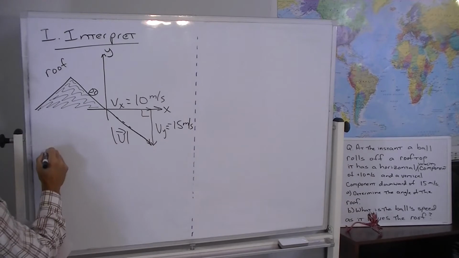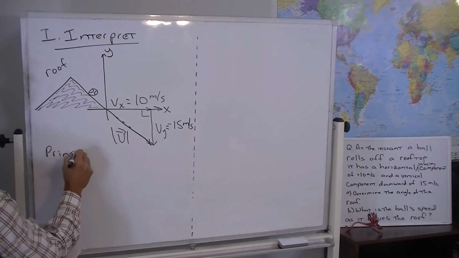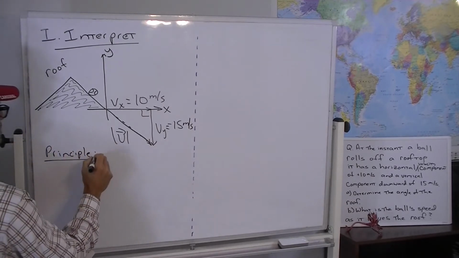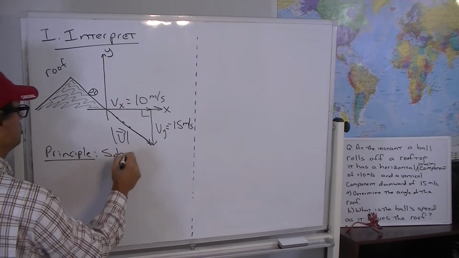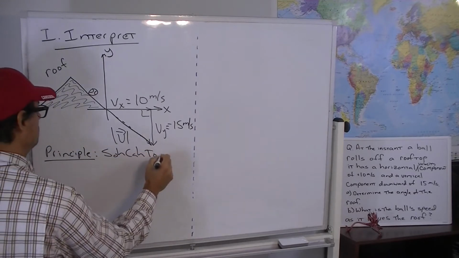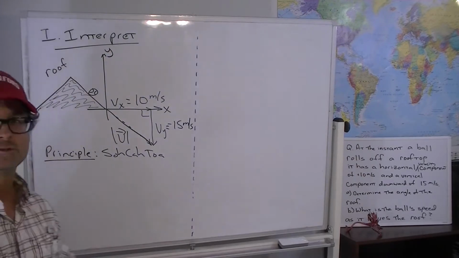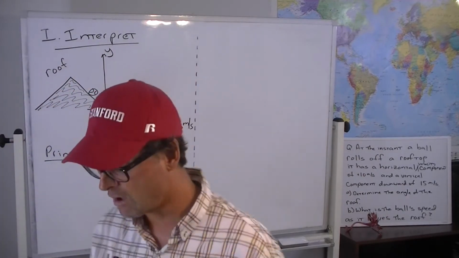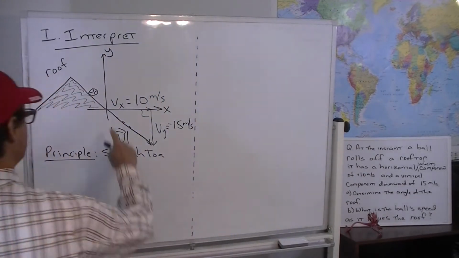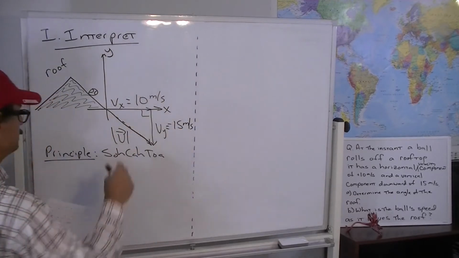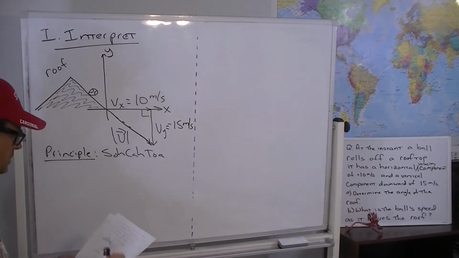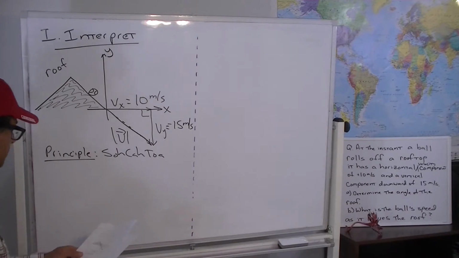Okay, the general principle of physics is vectors, or I'm going to call it SOHCAHTOA, because that's the property of right triangles that we often use to relate the components of a vector to the angle and to the total magnitude of the vector.